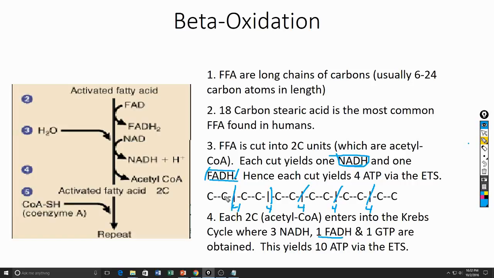And then we're getting energy from each of these acetyl-CoAs. So you can see it's a very dense energy. Fatty acids give you a ton of energy once you can actually break them down. It's just really hard to get them to the point of being broken down by comparison to other molecules.